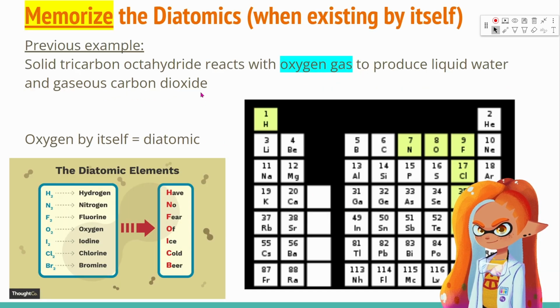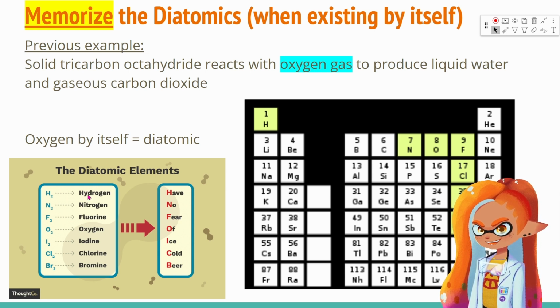Okay, now, moving on. You need to memorize diatomics. You may have been given this list before, on tests or quizzes, but now you actually have to memorize it if you haven't already. So here is an example. We have solid tricarbon octahydride reacting with oxygen to produce liquid water and gaseous carbon dioxide. Now, if you notice, oxygen gas. Oxygen is not combined with anyone else. It is just oxygen. So if you have an element by itself, you have to check, is it part of that diatomic list or not?